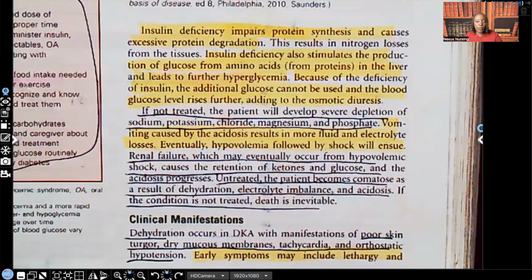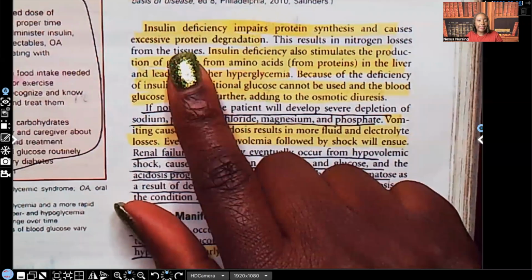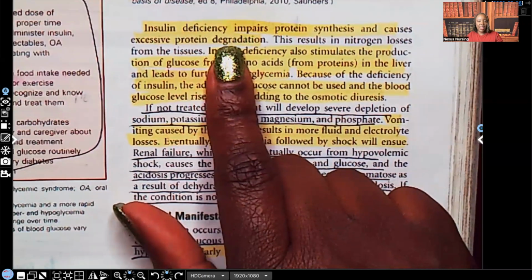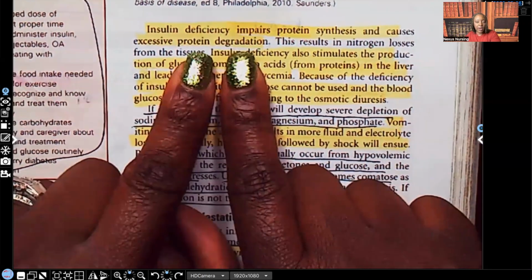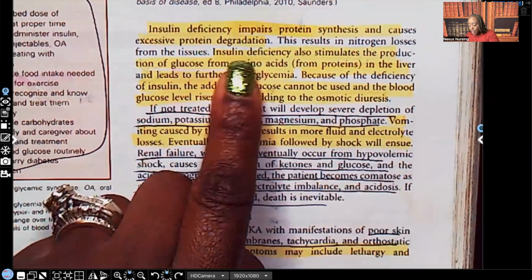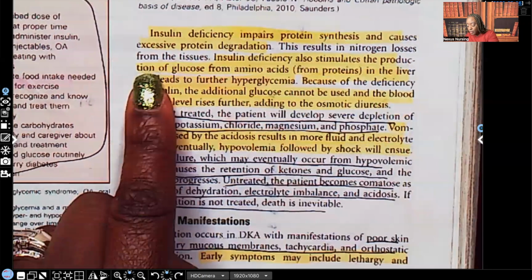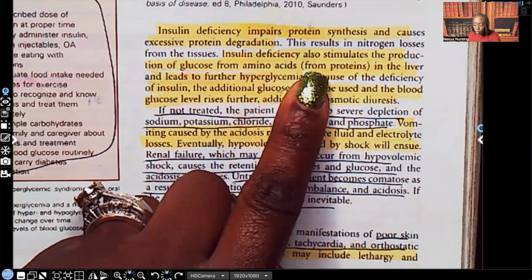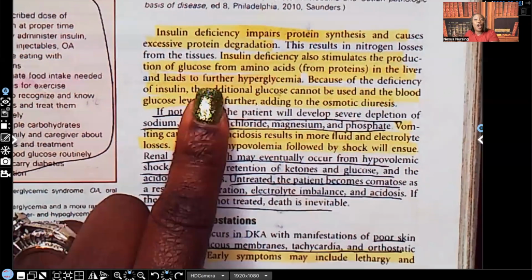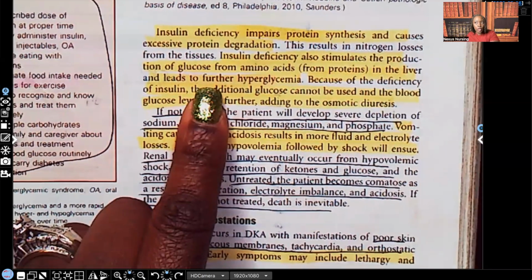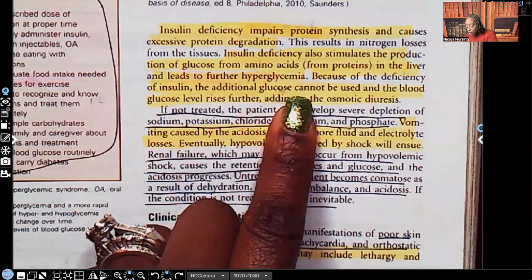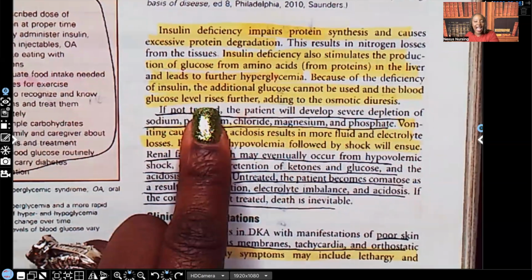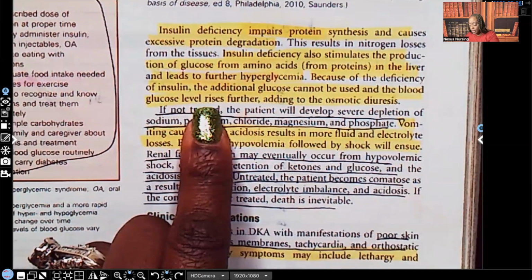Insulin deficiency impairs protein synthesis and causes excessive protein degradation. Not having enough insulin, not making enough insulin, causes what to start breaking down? That protein. Insulin deficiency also stimulates the production of glucose from amino acids from those proteins that are being broken down in the liver, and it leads to further hyperglycemia. So it's like a horrible revolving door. Because of the deficiency of insulin, the additional glucose cannot be used, and the blood glucose level goes even higher, adding to osmotic diuresis.